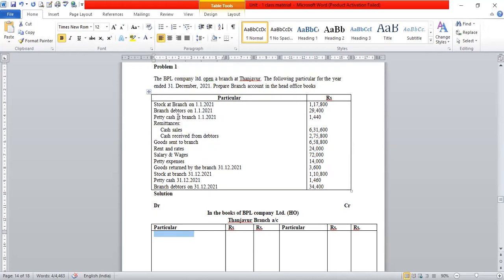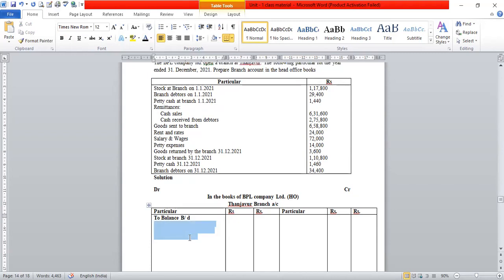So the opening balances, the beginning opening items, everything at the beginning, we have to enter on the debit side. That's all, the opening. What do we call it? Balance brought down. We are always mentioning the opening balances. Here in the opening balances there are 3 items: one is stock, branch debtors, petty cash. These are the 3, so I have noted down the same 3 here.